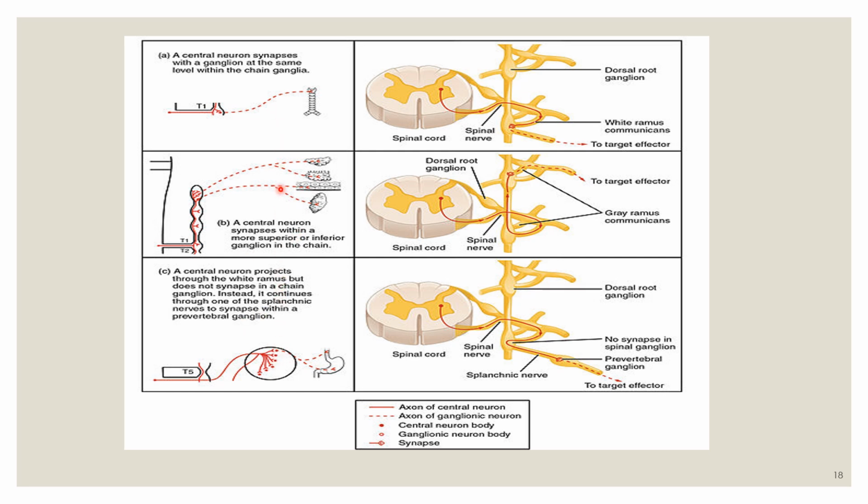You see here these three conditions. The central neuron, not central nervous system, means the preganglionic nerve fiber. It synapses with the ganglion at the same level within the chain ganglia. Then a central neuron synapses within a more superior or inferior ganglion in that chain.